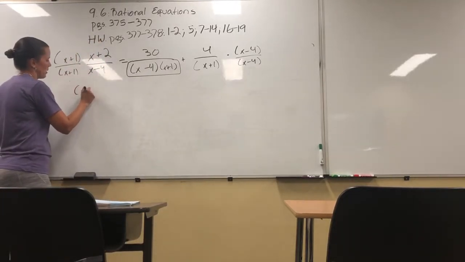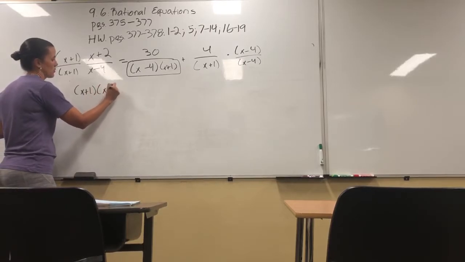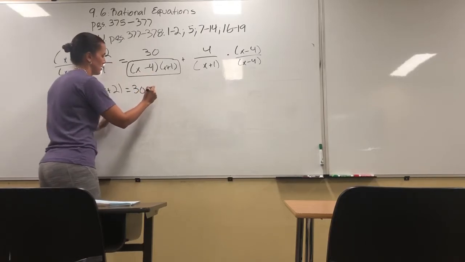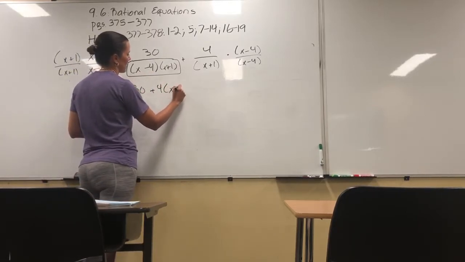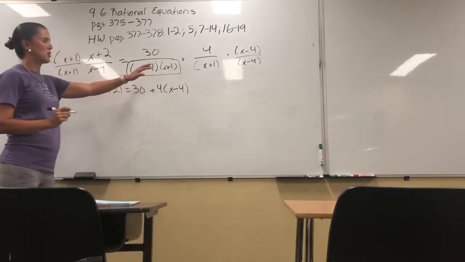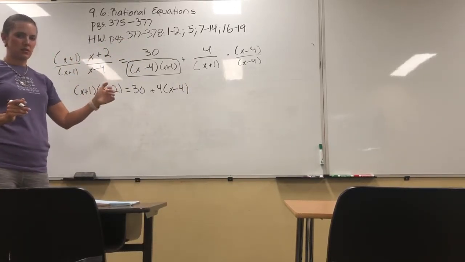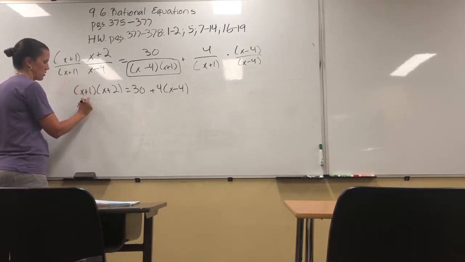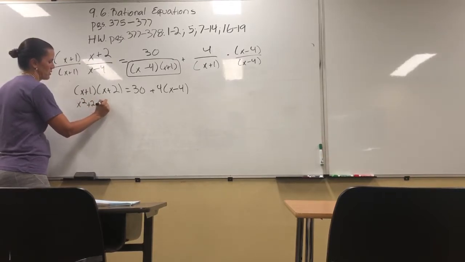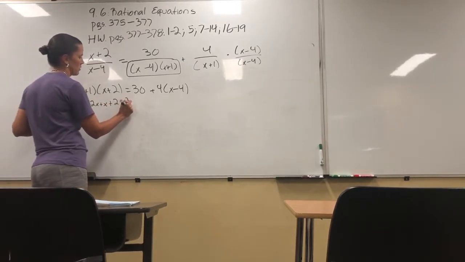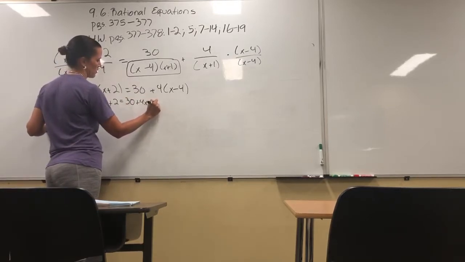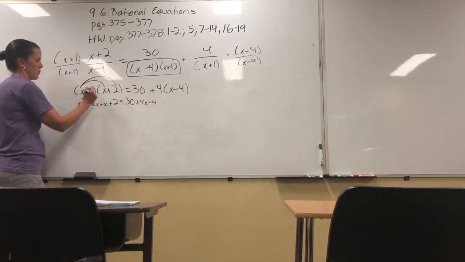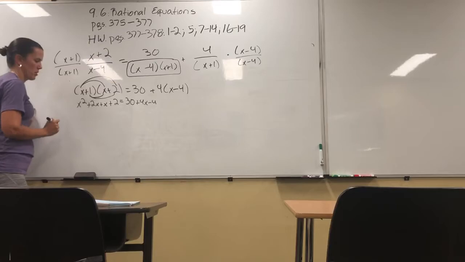We're going to end up with x plus 1, x plus 2 equals 30 plus 4 times x minus 4. Remember, we don't do anything to this denominator. Now, this is going to be the denominator. We'll bring it in later if we need it. Save us some room by not writing it down. Let's go ahead and multiply everything out. So we're going to end up with x squared plus 2x plus x plus 2 equals 30 plus 4x minus 4. So all I did was multiply this 4 times both of those and then do FOIL here where I multiplied everything times everything else.